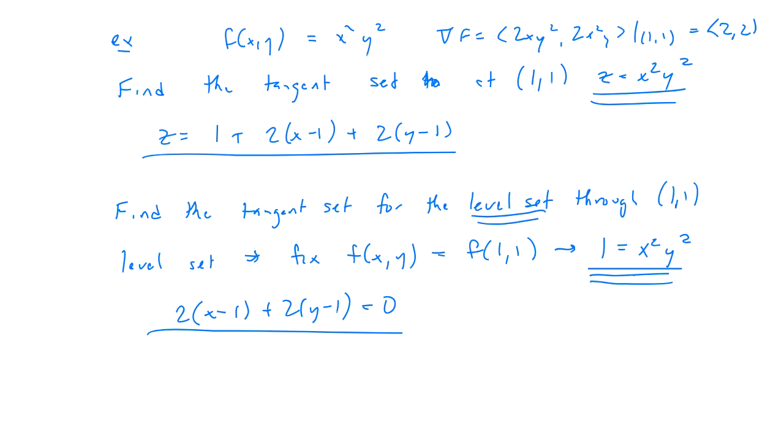Okay, so the level set is fixing it. Right, so this is a level set, so I set it equal to 0. This is not a level set in the first part. It's just a tangent function at a point, so we're not fixing the function. And so, yeah, we don't set it equal to 0.